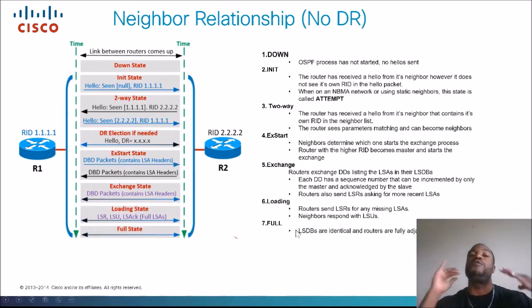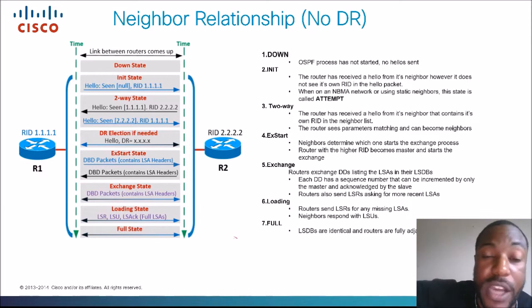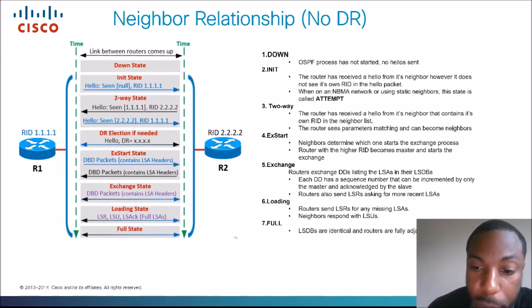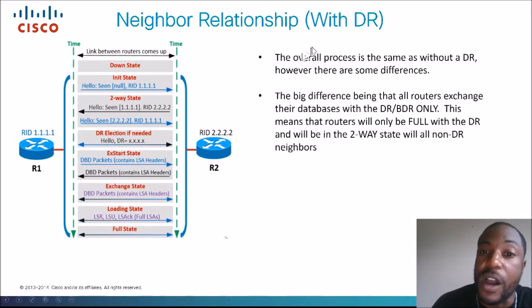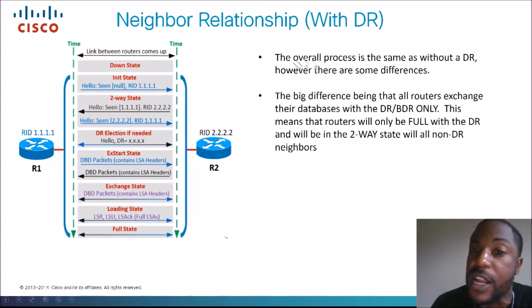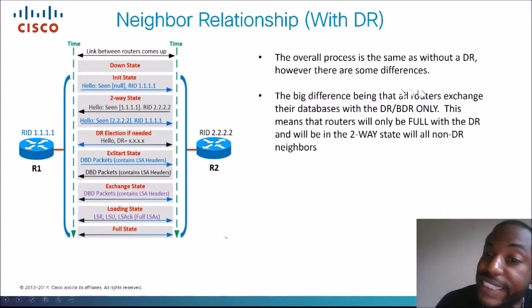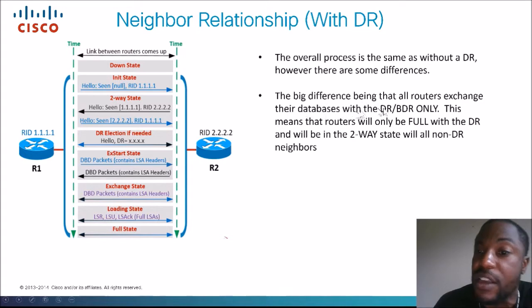You will only become full with the designated router, or the DR, right? And remember, this is with no DR. When there's no DR, you will be in a full state, right? So with the DR, here's the difference. The overall process is the same as without a DR. However, there are some differences. The big difference is that all routers exchange their databases with the DR and BDR only, right?